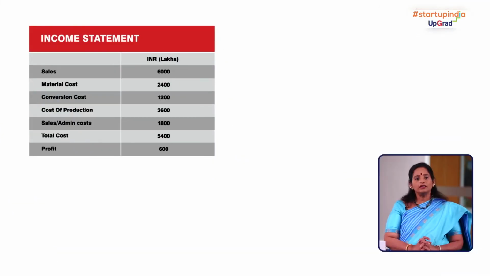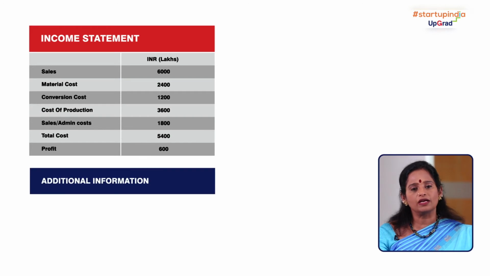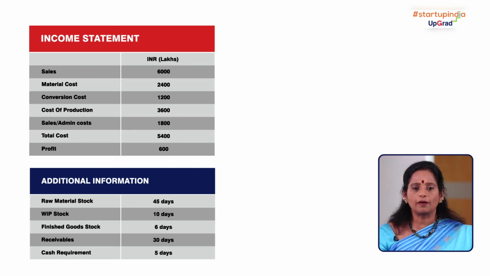Dilip is running a garment business. The projected income statement of his business for 2016 is visible to you. Assume 360 days in a year and all the amounts are in lakhs. Raw material stock is equal to 45 days. Work in progress, as you can see there, is 10 days. Finished stock is 6 days. Receivable 30 days and cash requirement for the business is 5 days. We need to estimate the working capital requirement for this garment business.